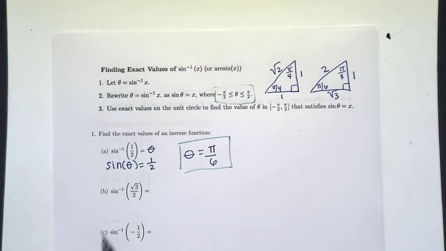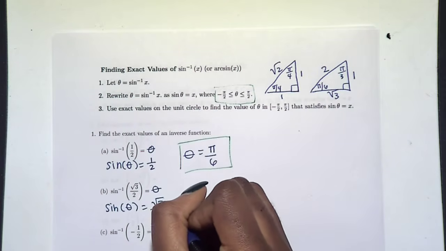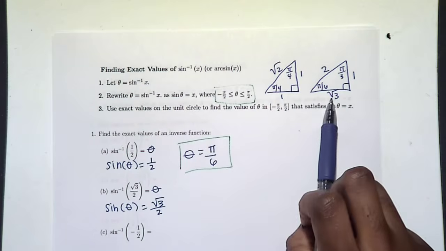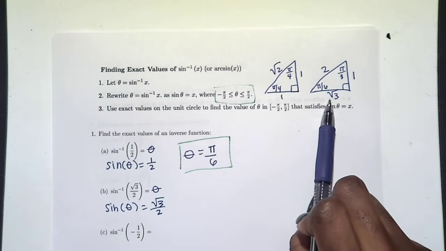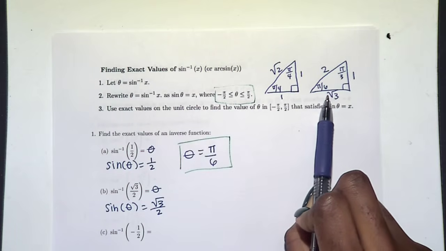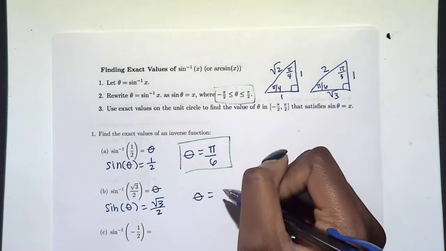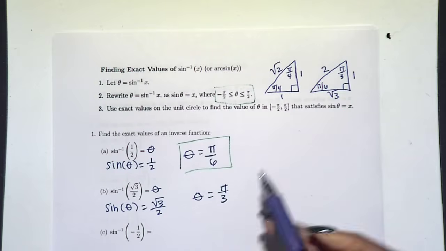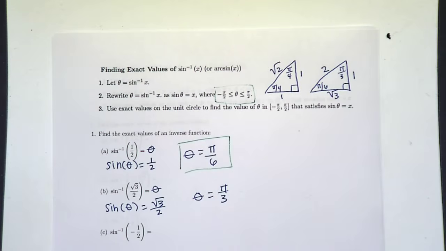Sine inverse of negative root 3 over 2. So I'm trying to figure out what an angle is. So find the angle where sine of theta is root 3 over 2. Well, that tells us we need to be using this triangle again. We want sine, so we want the opposite side to be root 3, the hypotenuse 2. And so the angle that that works with is pi over 3, opposite over hypotenuse. So we're going to go with theta is pi over 3. And this number is also between negative pi over 2 and positive pi over 2. So we are good to go.